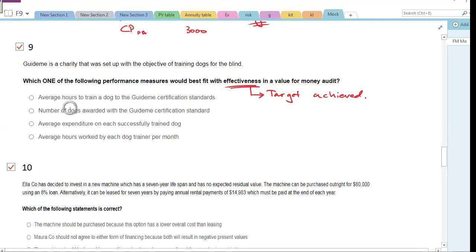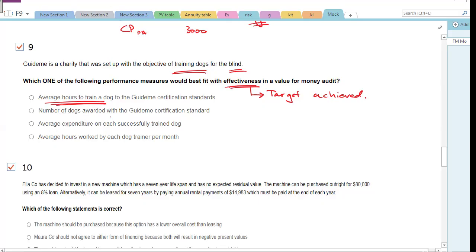So let's read it. Average hours to train. What's this about? Guide Me is a charity that was set up with the objective of training dogs for blind people. So average hours to train the dog. Well, average hours is not about effectiveness.